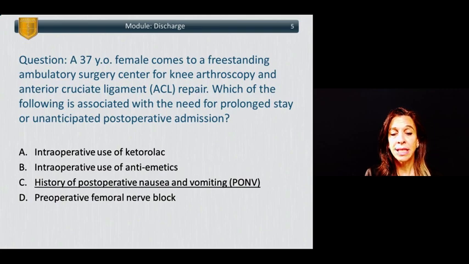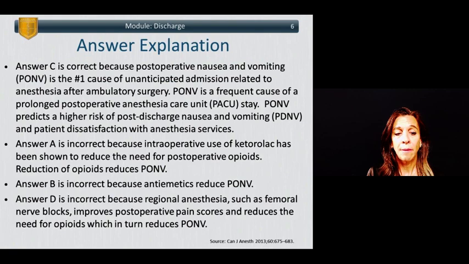And the answer is C, a history of postoperative nausea and vomiting. Answer C is correct because postoperative nausea and vomiting is the single highest cause of unanticipated postoperative admission after ambulatory surgery in patients who undergo anesthesia in an ambulatory surgery center.